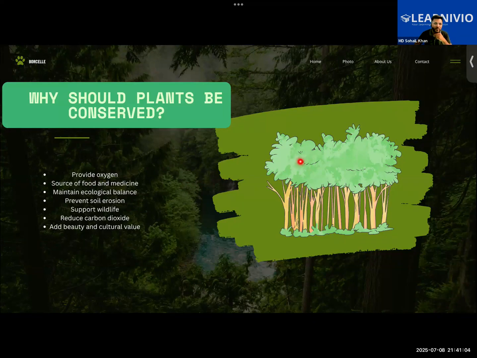How so? How will they be maintaining it? Because the climate of a given place depends upon the vegetation in that area. If there is rich vegetation, the water cycle will be there.